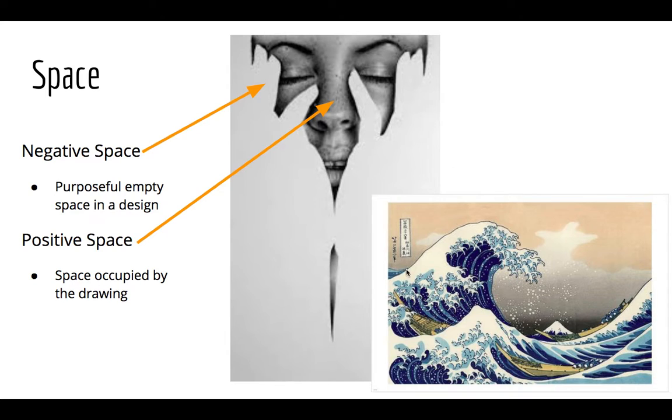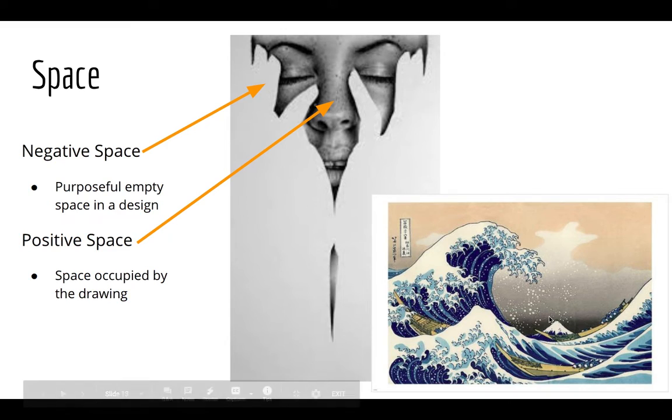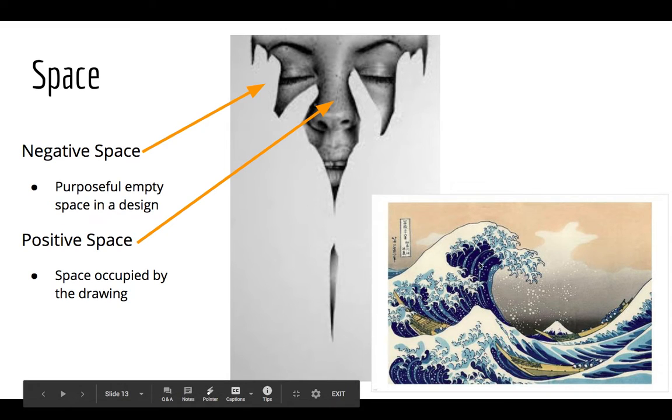How about over here on this print? Yeah, the negative space is the background. I know it's not just white and it is filled in, but it is negative space in comparison to this positive space that is the wave, because the wave is really the main subject matter. Background is just negative space.